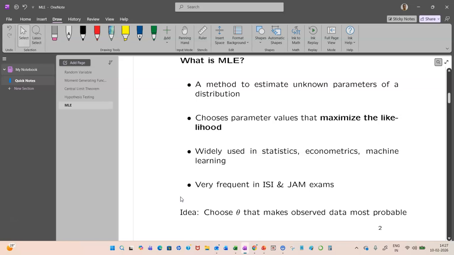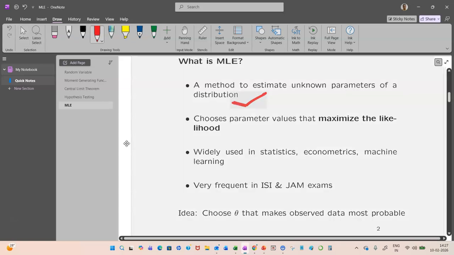What is MLE? A method to estimate unknown parameters of a distribution. So it's a parametric estimation process. We know the distribution, we need to estimate its parameter. Choose parameter values that maximize the likelihood. I shall talk about likelihood later.